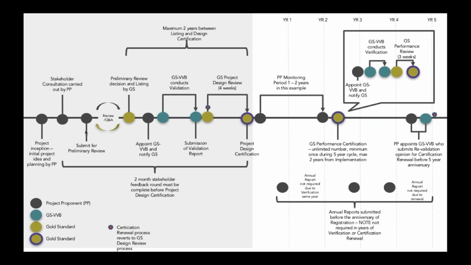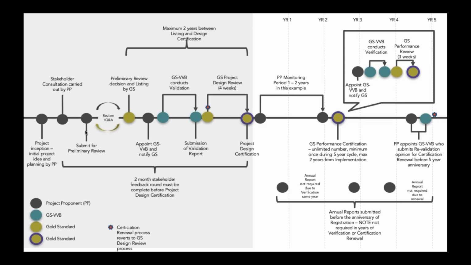There's two pathways to listing via preliminary review. One is a very simple desk-based completeness check by Gold Standard. And I would say if you're an energy developer and you've experience of going through that kind of passport check with us, that's how it would feel.